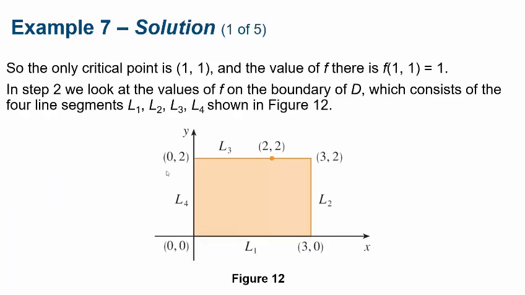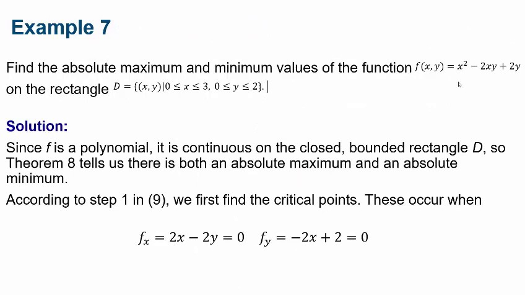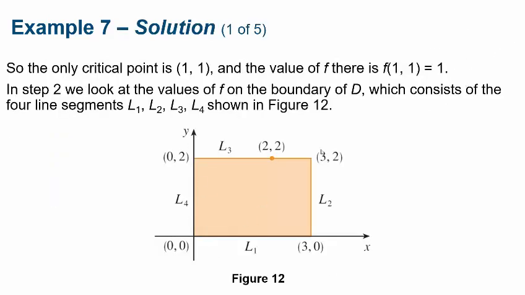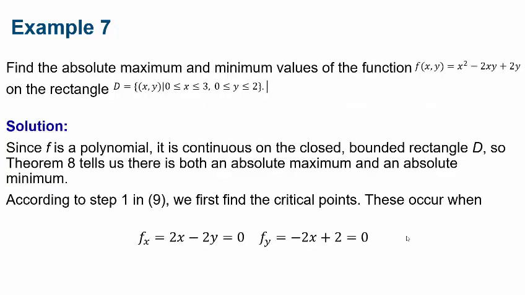So I'm just going to skip ahead for a second. This is that rectangle. X is bounded between 0 and 3, and y is bounded between 0 and 2. So we want to find the maximum value of this function, whatever it looks like, only on this bounded rectangle right here. Okay? All right, so looking at f, it is a polynomial. It is continuous on the closed bounded rectangle D. So Theorem 8 tells us there's both an absolute max and an absolute min. So we've got to find those.